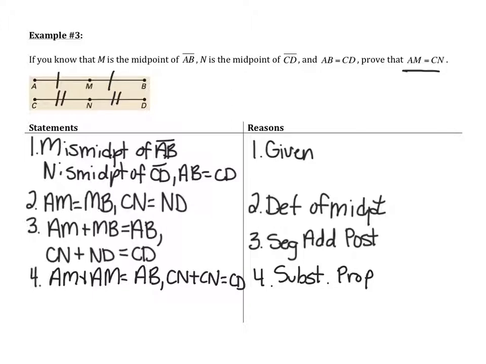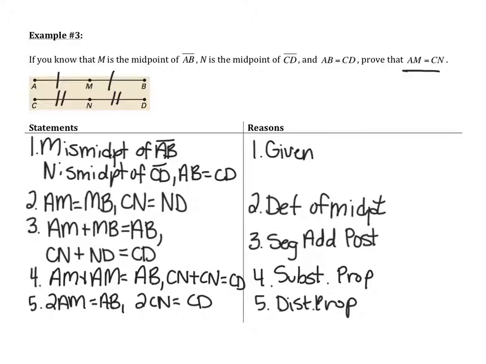Next, I'm just going to combine the AM plus the AM, so that's 2AM equals AB. And CN plus CN is 2CN. Believe it or not, doing that is actually the reversal of the distributive property. When I combine like terms like that, that's actually just the reversal of the distributive property. So step 5 would be the distributive property.